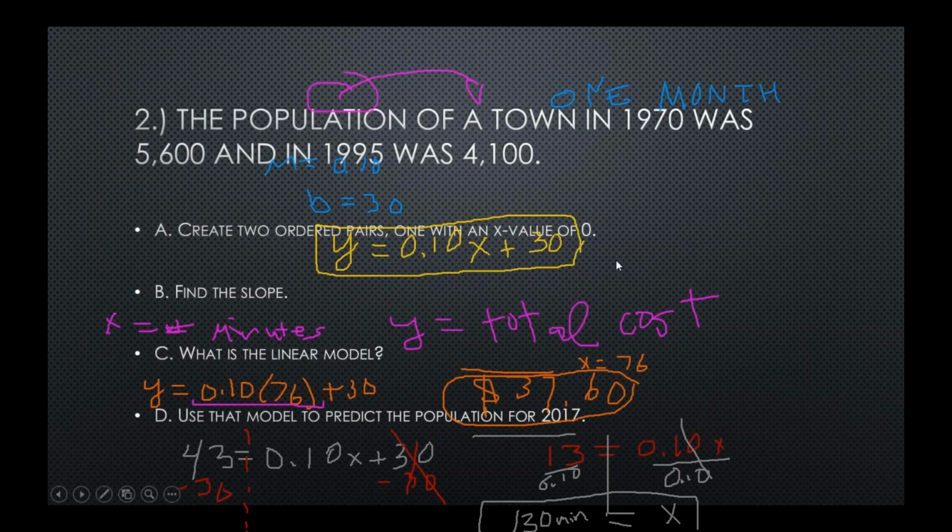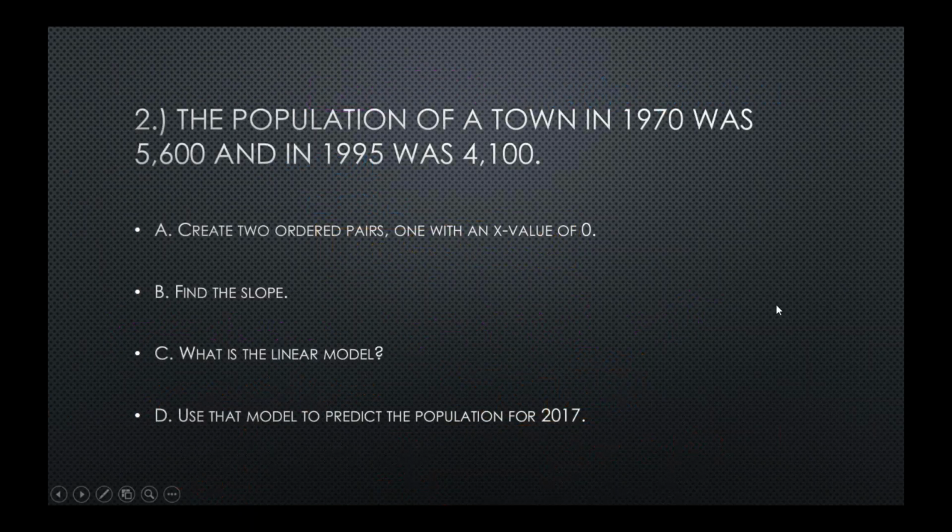Okay, oops, wrong button. There we go. Okay. So now we're into the second type of problem. The population of a town in 1970 was 5,600, and in 1995 it was 4,100. So you'll notice right away they give you two pieces of information, but they don't give you a slope, they don't give you a y-intercept.